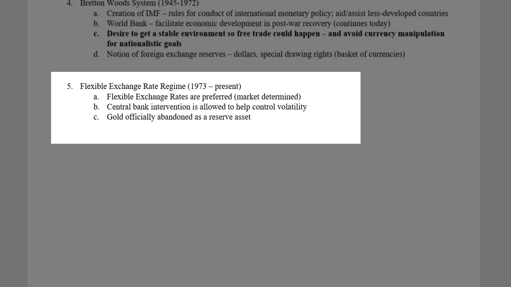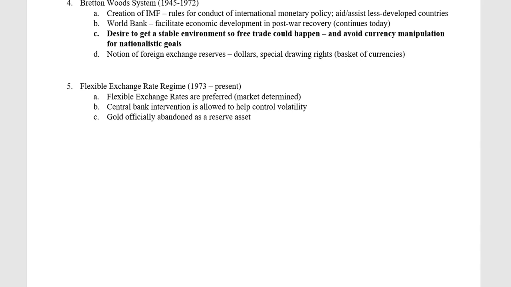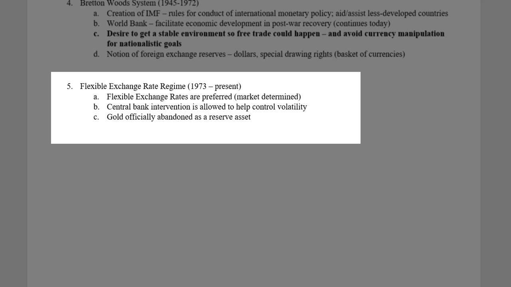Then finally is the flexible exchange rate regime, which we're in today. This is basically where the market determines exchange rates. It's not determined by gold or, hopefully, by central government activities. We just let the market determine what that's going to be. Central bank intervention is allowed to help control volatility, but it's not really a desire for the central bank to drive the exchange rate to a certain level. So the idea is helping to control volatility as opposed to intervening in the market to determine the rates.